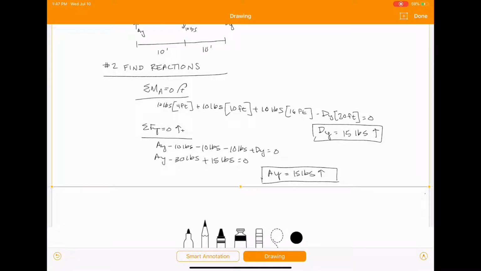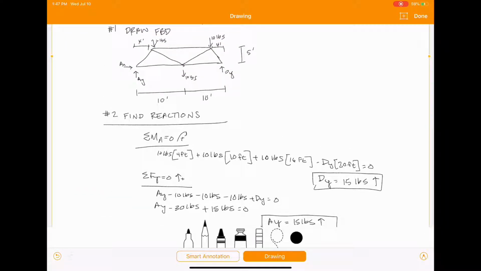All right. And then if we look up here by inspection, we know that Ax is going to equal 0 pounds. So we've got all of our reactions now.